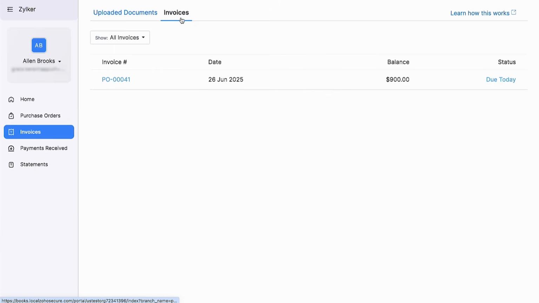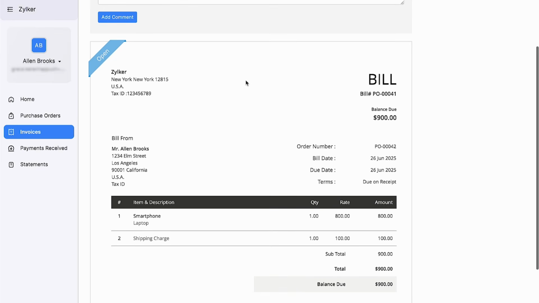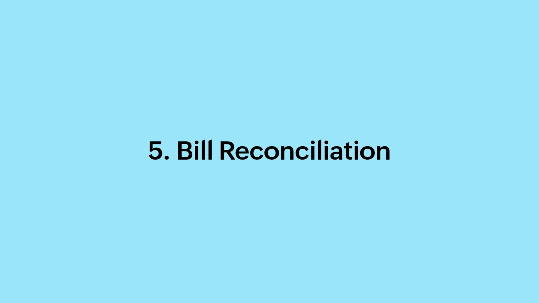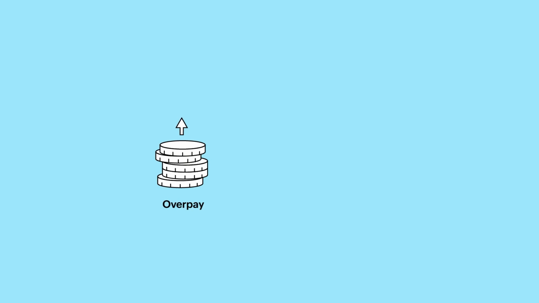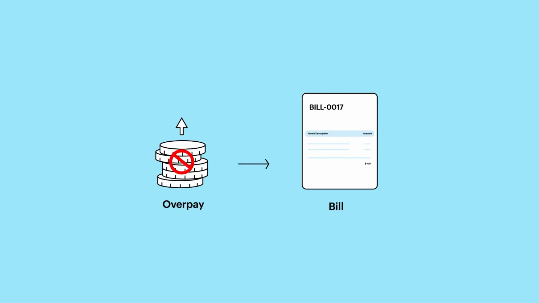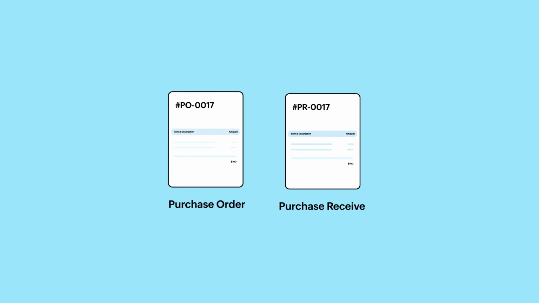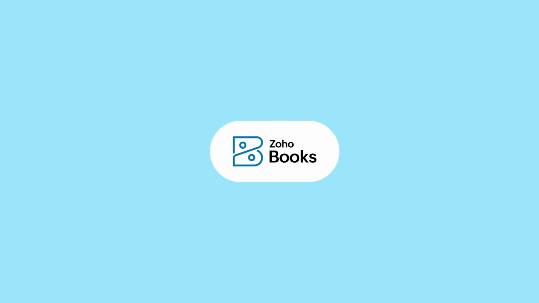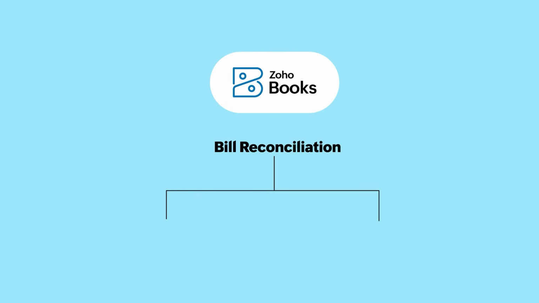Once a bill is created for the purchase order from Zoho Books, an invoice will be created in the vendor portal. Next, let's have a look at the bill reconciliation feature. This feature helps avoid overpaying for purchases by verifying bills against purchase orders and purchase receives.